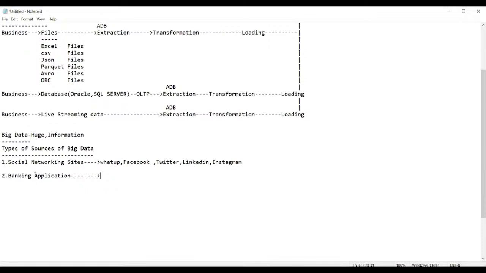So we can get big data from banking applications too. That means we have discussed business as a source now. Business can be a social networking site, which is one type of business. A banking application is another type of business from where we get data. Then we can also get data from machine generated data.